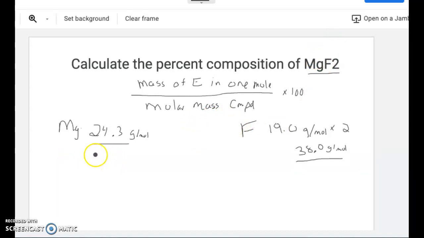So for magnesium, we're just going to divide by that 62.3 grams per mole. Sorry, that's kind of sloppy there, but then you multiply that by 100. So 24.3 divided by 62.3, then we multiply that by 100. It's going to be 39.0% magnesium.